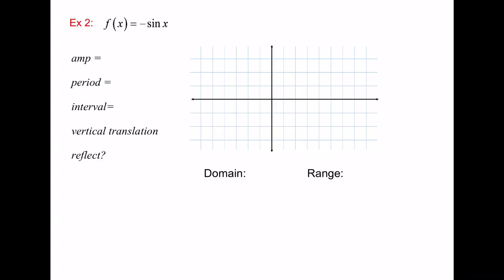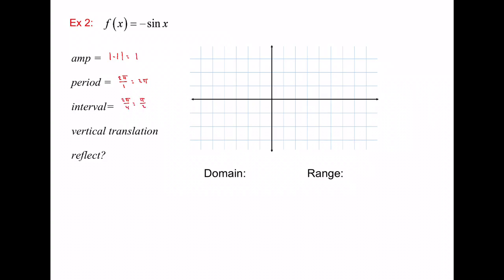F of x equals negative sine of x. So your amplitude is the absolute value of the a, which is negative 1. So the amplitude is 1, which means it hasn't changed from the parent function. The period is 2 pi divided by b, which in this case is just 1, so that's 2 pi. And then your interval is a fourth of that, so that's pi over 2.